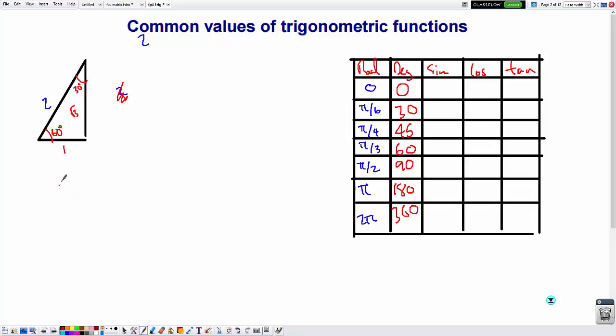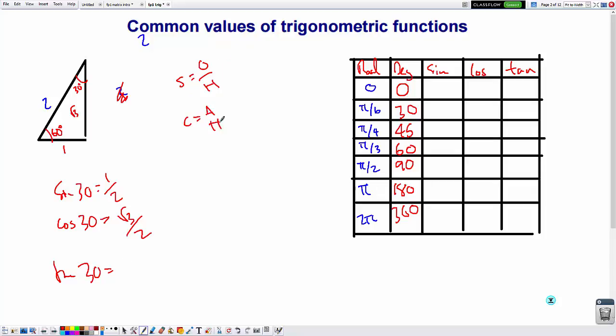Let's start from 30. So sine of 30, remember sine is opposite over hypotenuse. For 30, this is the opposite, this is the hypotenuse. So sine of 30 is a half. Cos of 30 is adjacent over hypotenuse, so it's root 3 over 2. And tan of 30 is opposite over adjacent, so we're just using SOHCAHTOA.